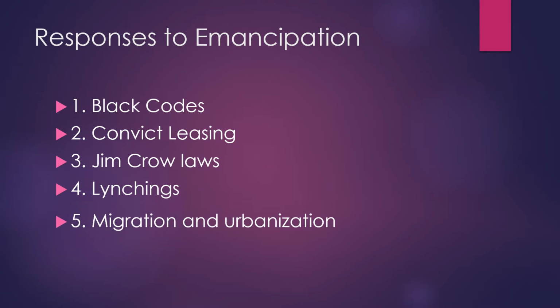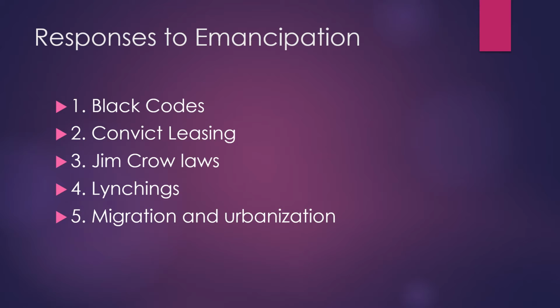The other response: migration and urbanization. This is referring to the fact that black people both migrated from the South to the North and the West, mainly to cities, and then also within the South, they migrated from rural areas to urban areas. And this response, black people trying to flee these Jim Crow laws and these forms of racialized terror in the forms of lynchings and mobs, was met with white race riots.